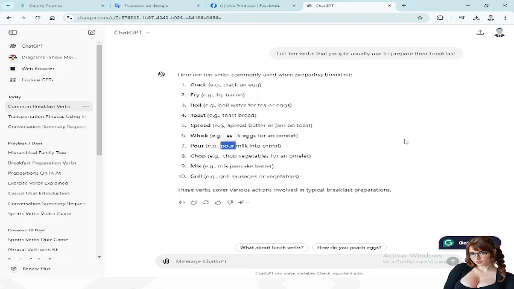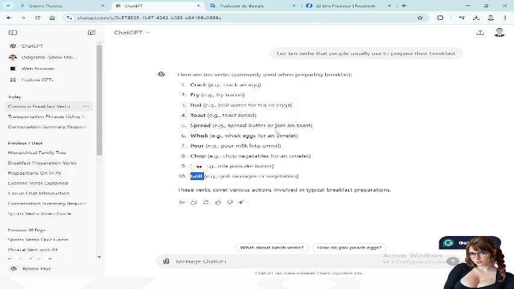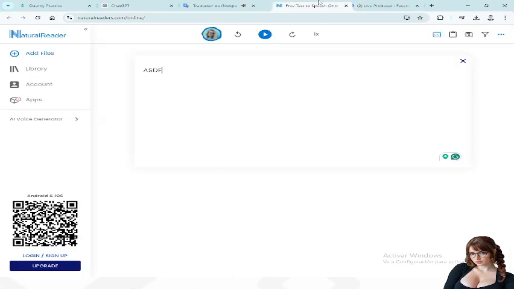I don't remember the meaning of this word: pour, chop, mix, and grill. But remember that we have different options to practice the correct pronunciation of each word. We have 2 options. The first option is Google Translator. For example, whisk, whisk. But we have another tool such as Natural Readers online.